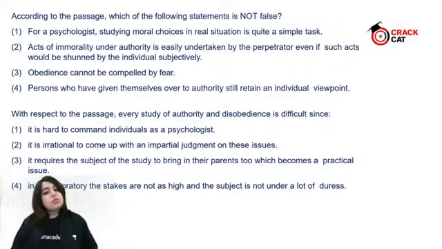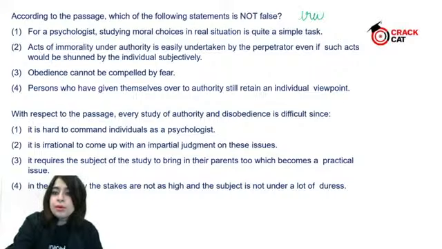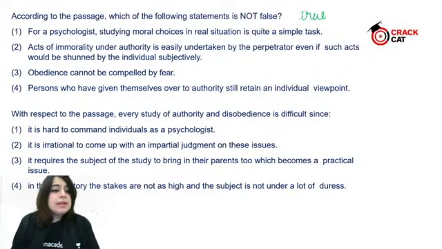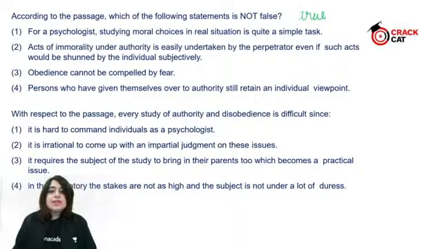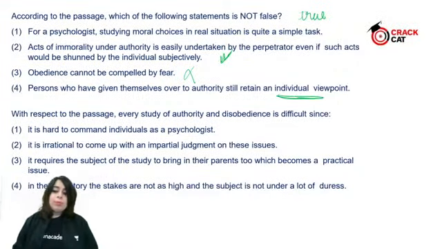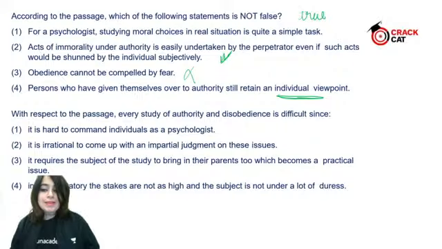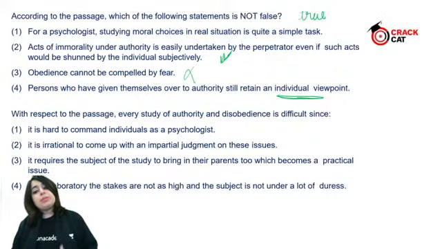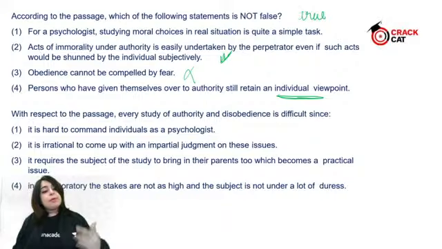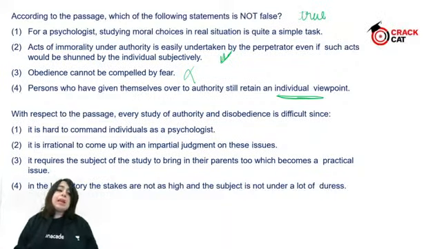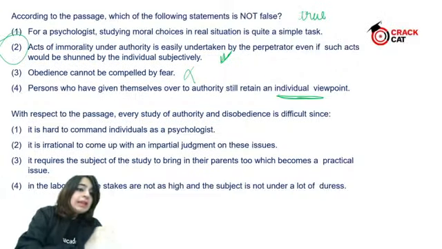It says, according to the passage, which of the following statements is not false? Not false, as in it means it is true. So let's try to find these statements. For a psychologist, studying moral choices in real situations is quite a simple task. Can we say it is simple? Because in the paragraph it is given that they attain a different kind of viewpoint where they feel that we are no longer responsible for this activity which has taken place, and it is the person who is making us do this particular activity who is responsible, so they don't find themselves culpable for the similar act. So I believe the answer would be the second in this case.